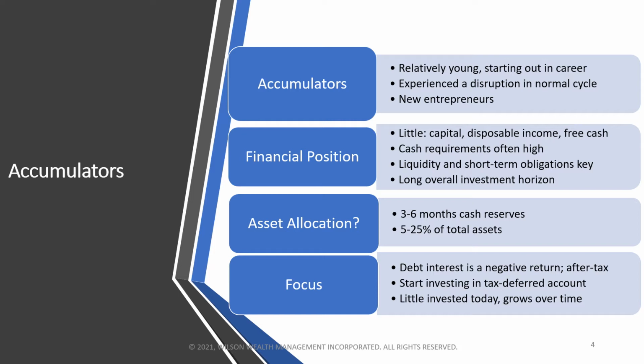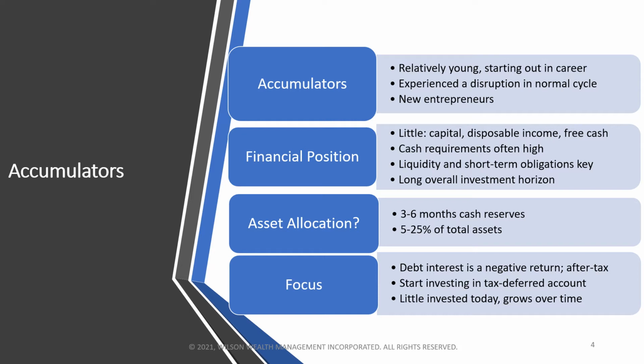Your asset allocation as an accumulator, probably 3 to 6 months cash reserves. It's hard to say what percentage of your total asset allocation that's going to be. It could be 5%, it could be 25%. The problem is that you have no wealth. So you could be setting aside 3 to 6 months cash reserves, and that could be every cent you have. So as an accumulator, it might actually be 50, 75, or 80% in cash. But unfortunately, that's probably what you need to be safe and to pay your obligations and deal with your short-term financial objectives. So that's going to be your allocation in cash at that phase of your life.